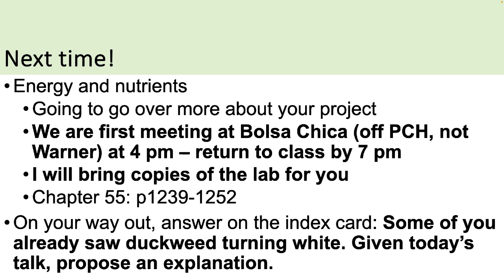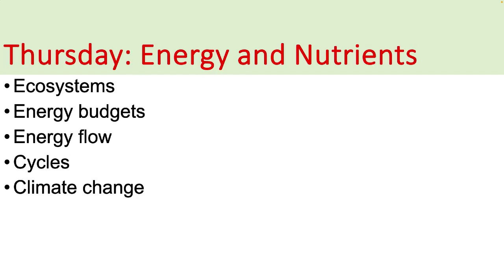It's what most people said, and that is, they ran out of nutrients and they're just dying. And yeah, it's probably that. They're just dying because they're getting old or they're stressed. So today we're going to talk about energy and nutrients and the basic patterns of this. We'll talk about what an ecosystem is, an energy budget, how energy flows through ecosystems, and then how nutrients cycle. And of course, we already know what this is going to be. Climate change is just screwing it all up. So yay.